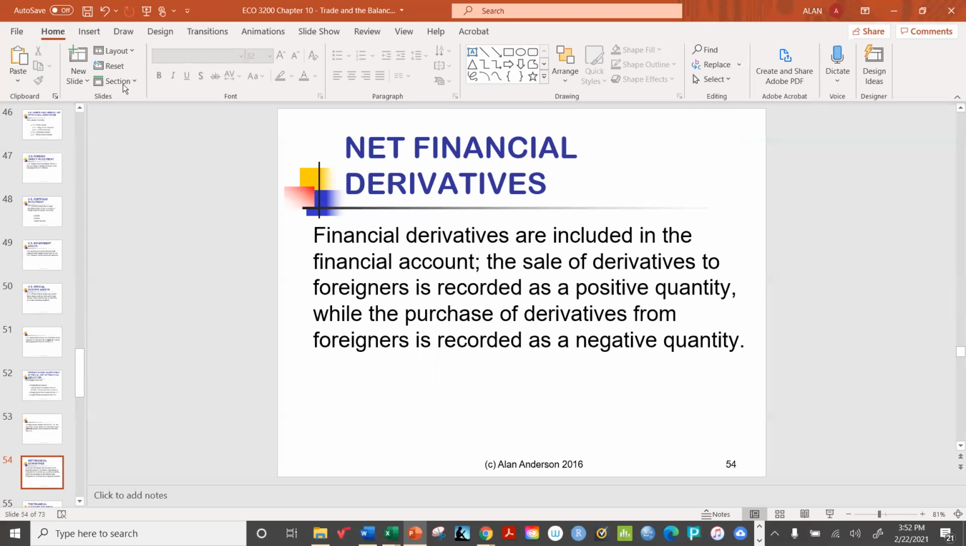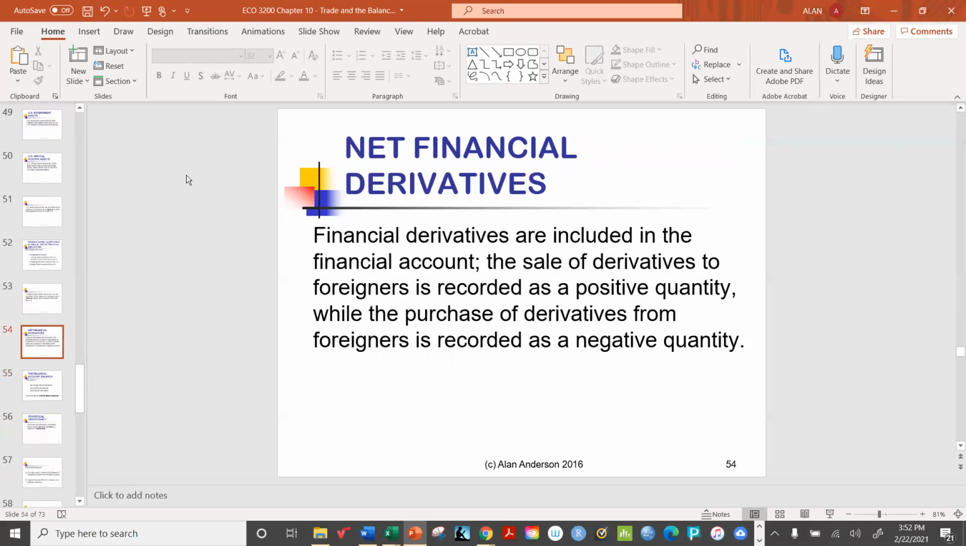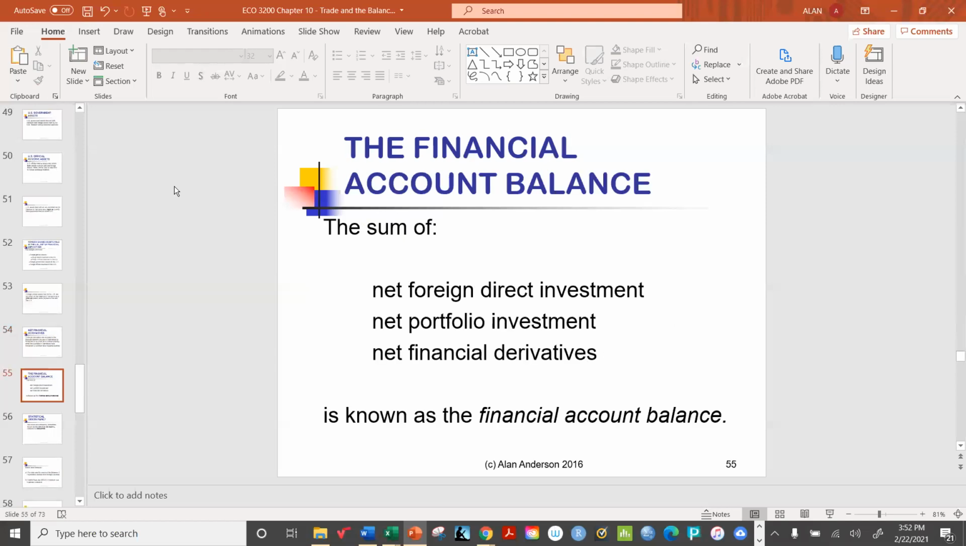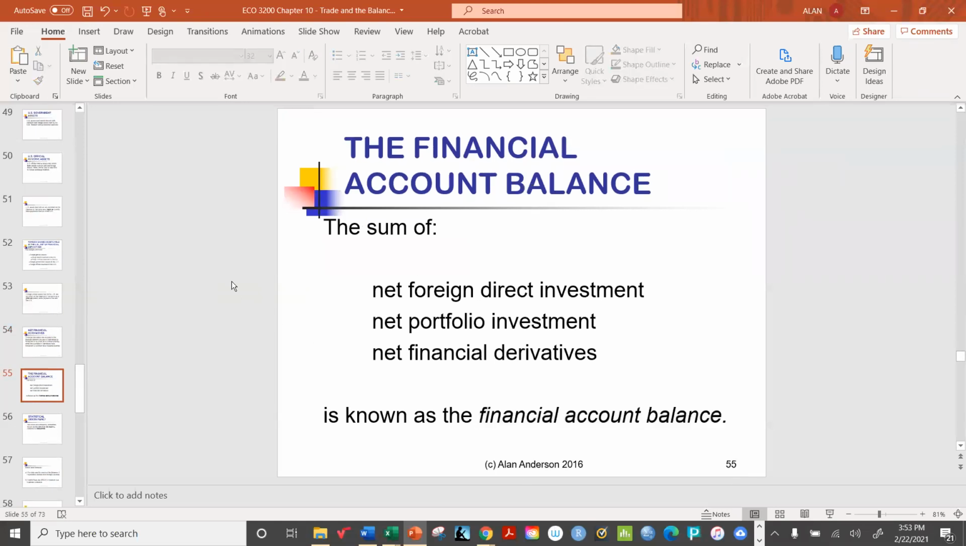So anyway, then what we do is we bring all these together and we end up combining net foreign direct investment, net portfolio investment, and net financial derivatives. All of that ultimately becomes the financial account balance, which for the United States is typically positive, by the way. In other words, the current account is almost always negative for the US, but the financial account is almost always positive.